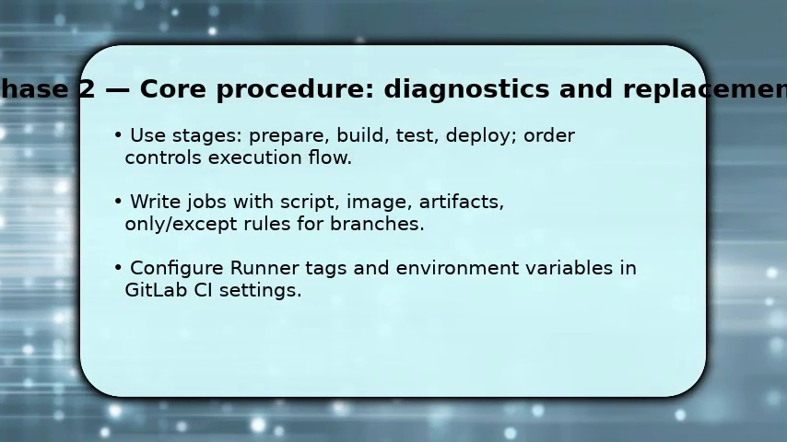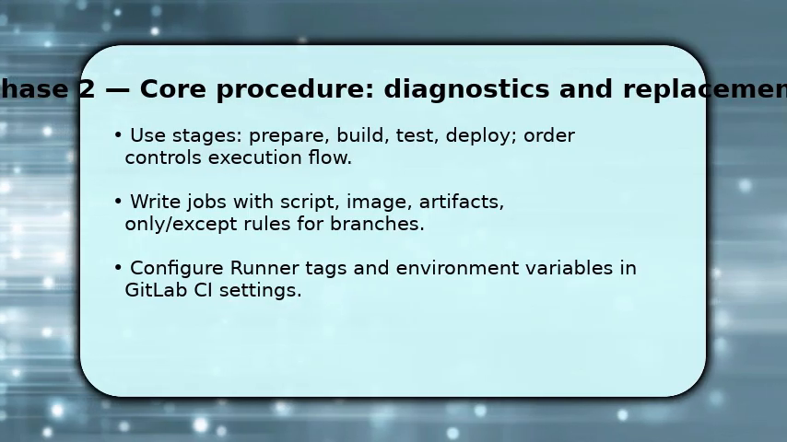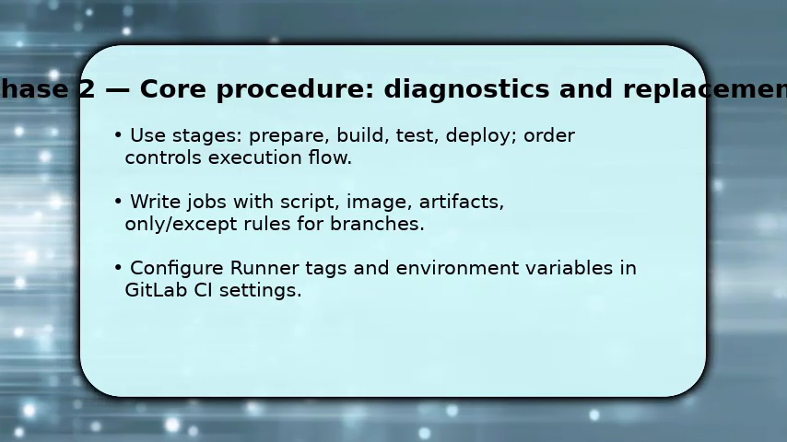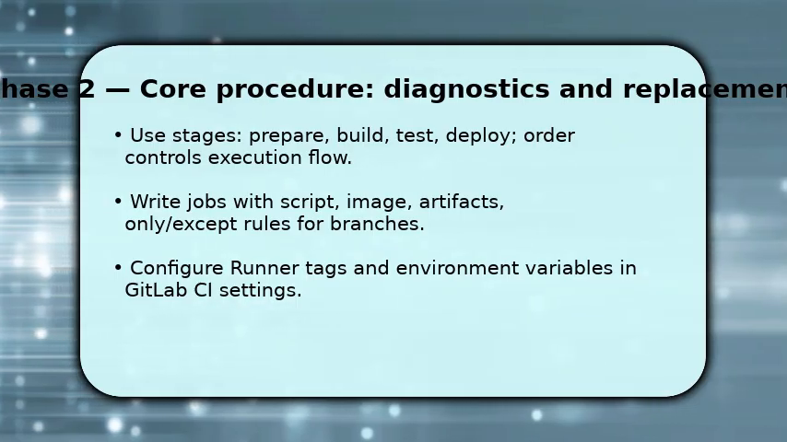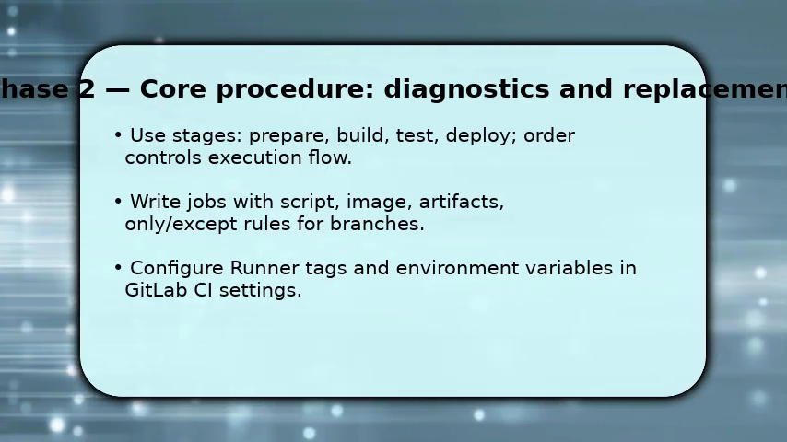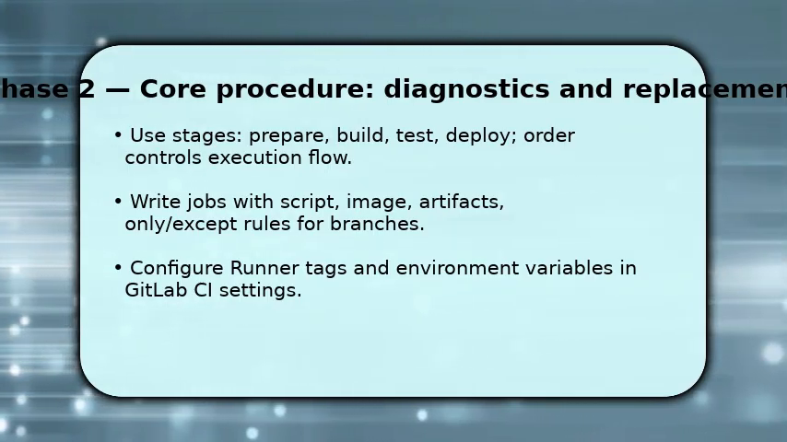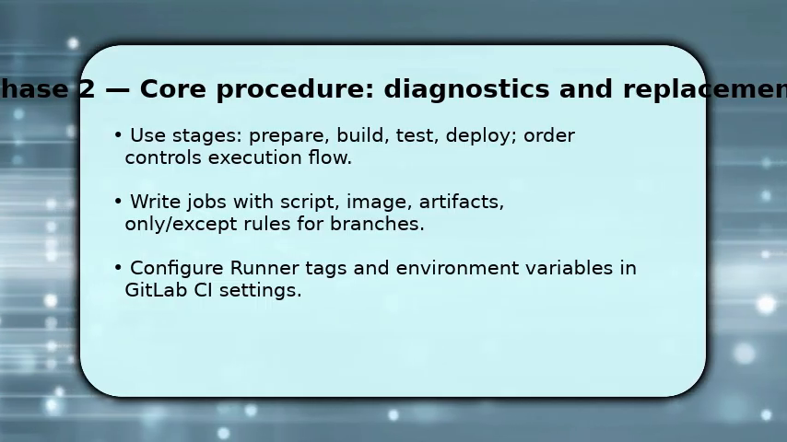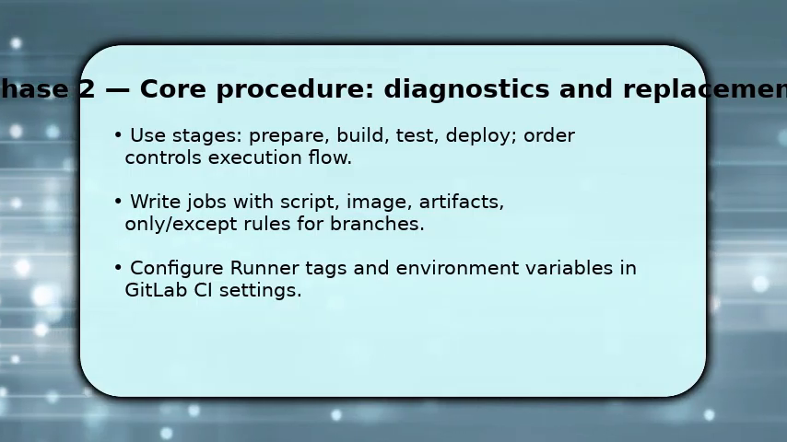Now you flesh out the core pipeline. Define stages like prepare, build, test, deploy so jobs have a clear sequence. GitLab executes stages in order. For each job, specify an image, a script to run, artifacts to pass between jobs, and only rules to limit which branches trigger which jobs. Configure runner tags to match job tags and set CI/CD variables for secrets and environment-specific values.